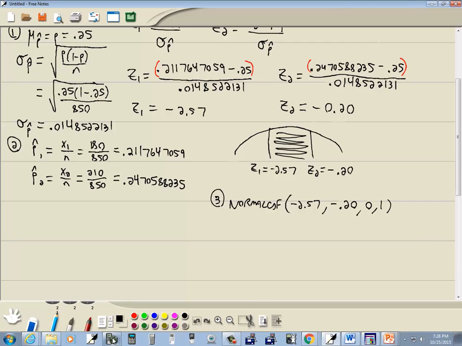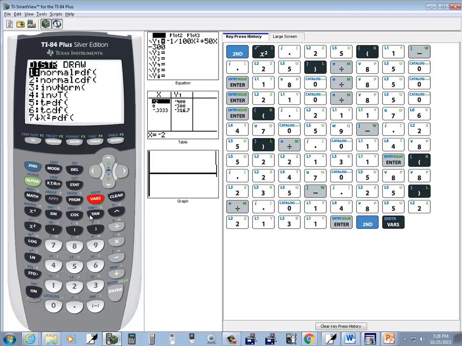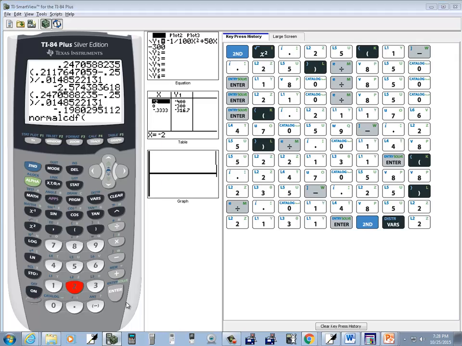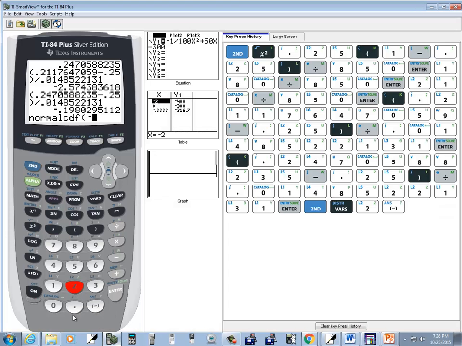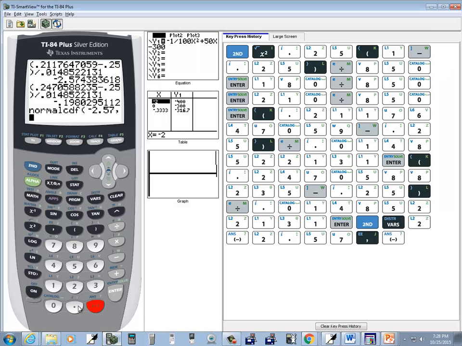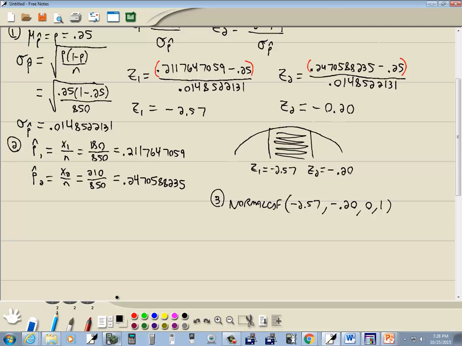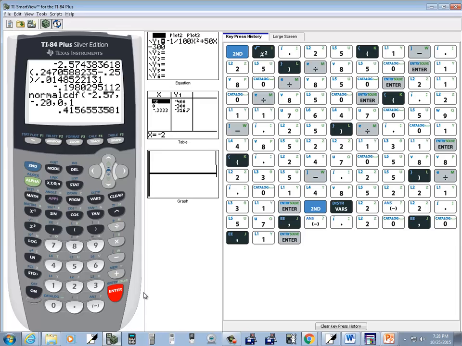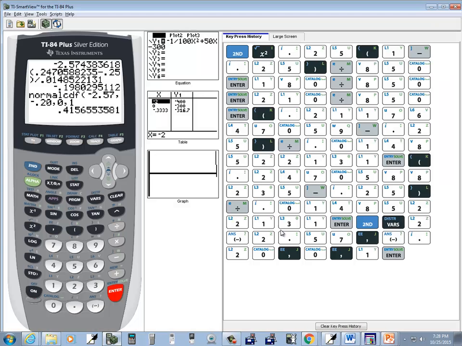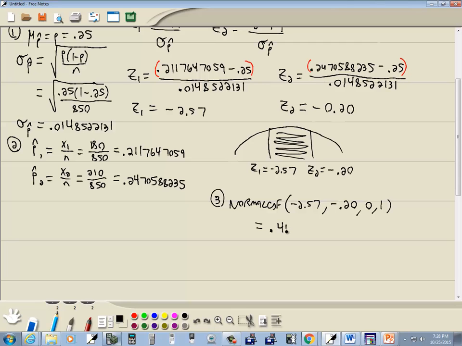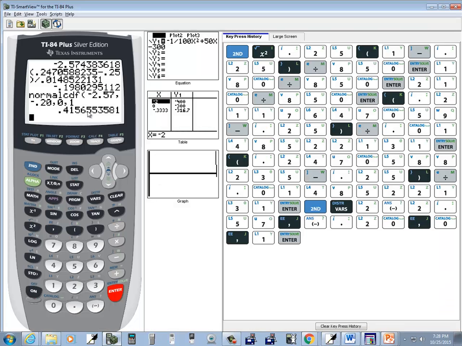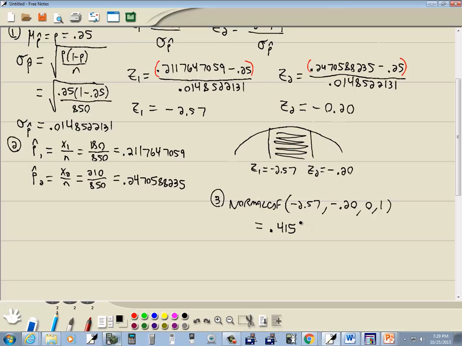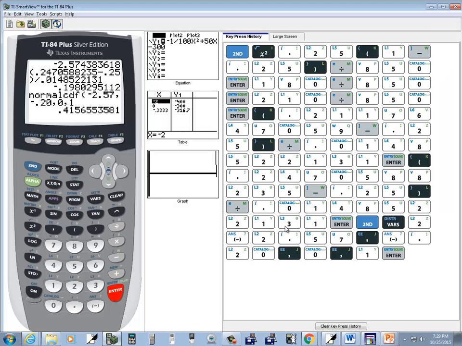Okay, so let's see what that gives us. We'll do second, vars, choose normal CDF, negative 2.57, comma, negative 0.20, comma, 0, comma, 1, and press enter. To four decimal places, we'll get 0.4159. And that's a 6, but this is a 5, so it means we'll round up, so it becomes a 7. So our answer is 0.4157.